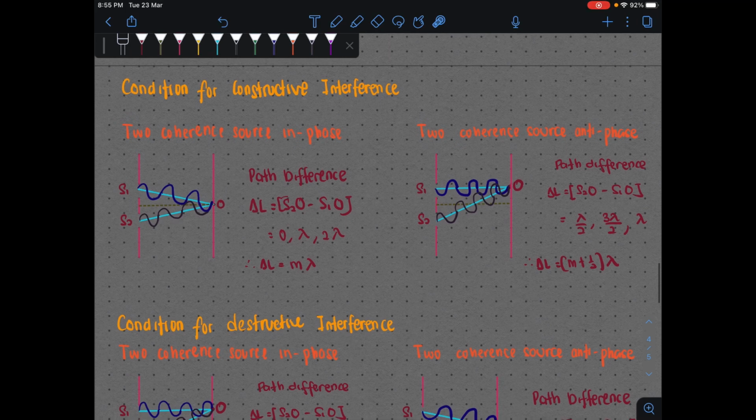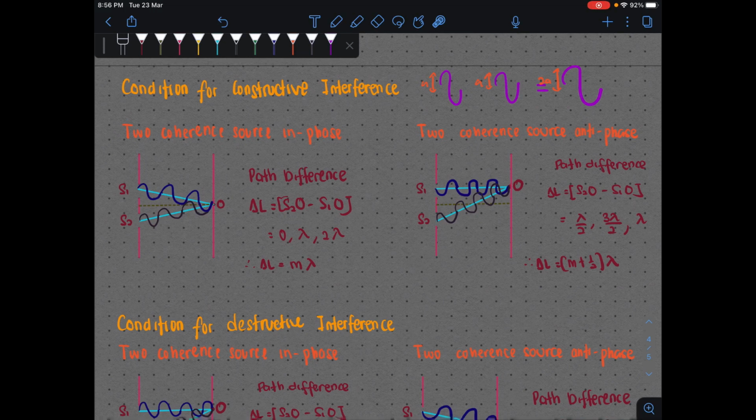Okay, next we are going to look at the condition for constructive interference. So, we know constructive interference means when two waves meet constructively, they are going to produce a new wave with a maximum amplitude. For example, here we have amplitude A meeting another amplitude A, we get 2 times the amplitude. This is what constructive interference means. The interference is going to result in double the amplitude for your wave.